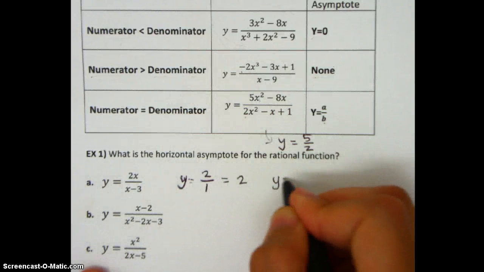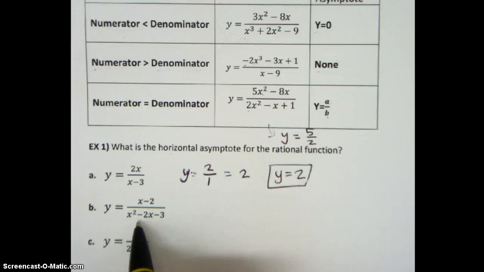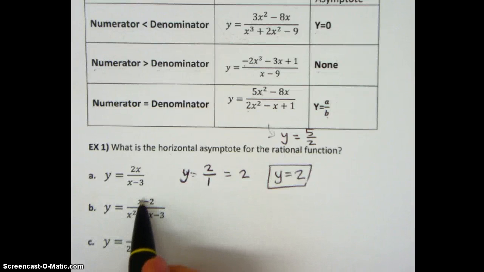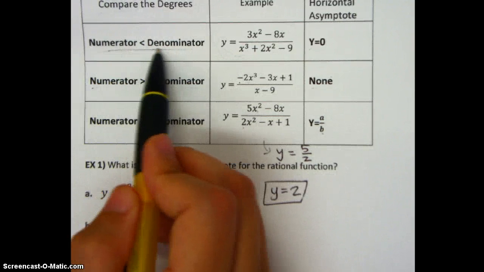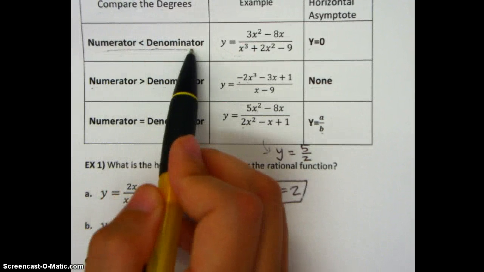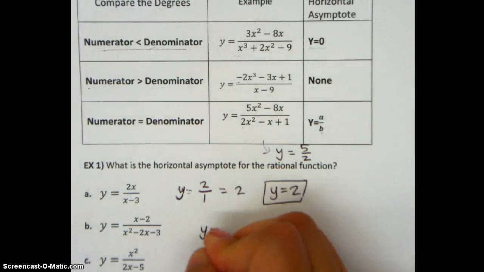So y is equal to 2 is the horizontal asymptote. Let's look at b. The degree of the numerator is 1 and the degree of the denominator is 2. So when you have a bigger, heavier denominator, you follow that rule. When you have a bigger degree in the denominator, the rule is that y is equal to 0 is your horizontal asymptote.